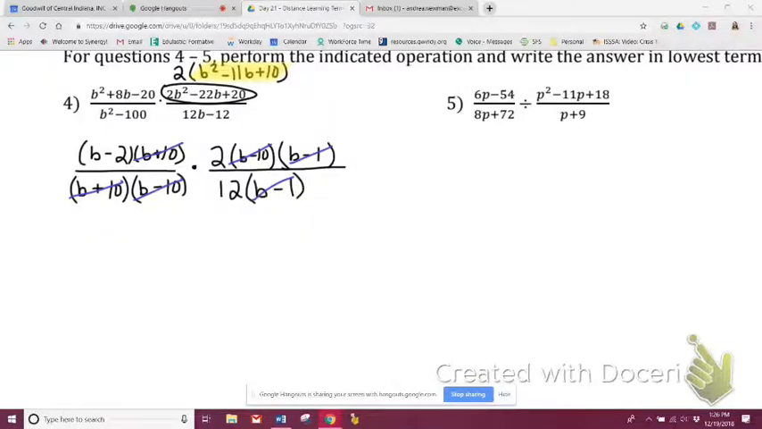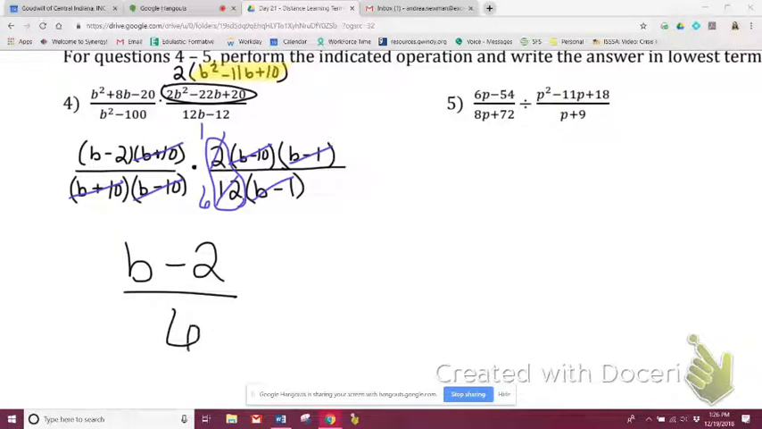What do you know about this fraction right here? It reduces. So that 2 and that 12 is going to reduce to give you 1 over 6. Which means all that's left in the numerator is that 1. Well, multiplying by 1 isn't going to change anything, so we really don't have to write it. So b minus 2 divided by 6.